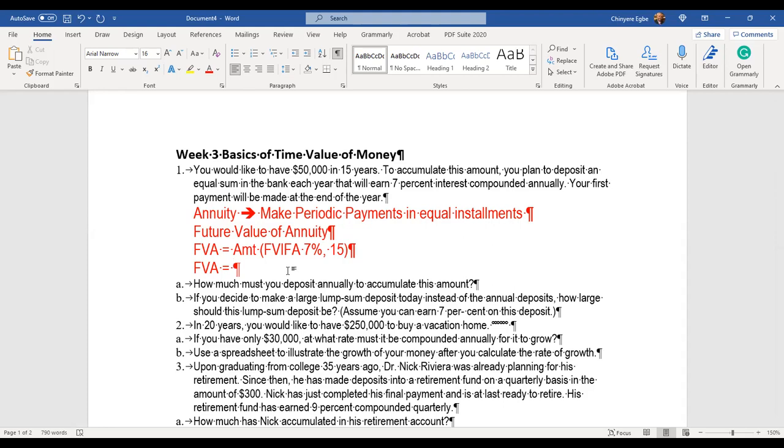Just give me a second, and we're going to walk through the formula. There are two parts of this question, and I'm not going to solve all your homework problems. I'm just going to solve this one. The other part of the question says, if you decide to make a large lump sum payment today instead of annual deposits, how large should this lump sum deposit be? We're going to do that one too, and the other problems here are quite similar.